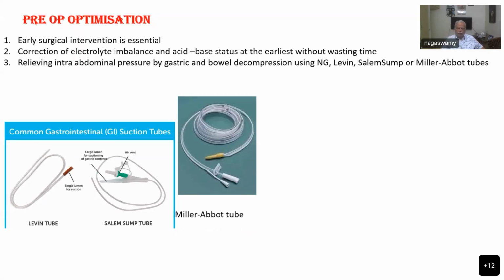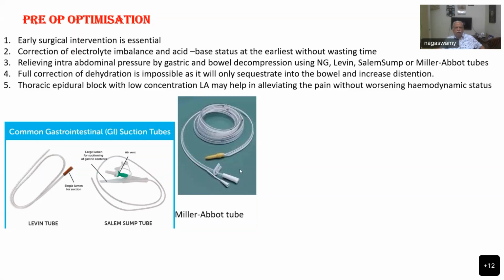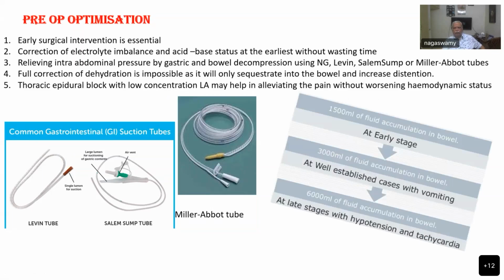So this is the Miller-Abbott tube, which can be used for removing the contents. Full correction of dehydration is impossible, as it will only sequestrate into the bowel and increase the distension. So better to go for thoracic epidural with low concentration of LA, which may help in alleviating the pain without worsening the hemodynamic stability. But the caveat that you have to remember is there should not be any coagulation abnormality, or patient should not be too hypotensive or too dehydrated. So before that, you can correct all that, then you can do this particularly to relieve the problem.